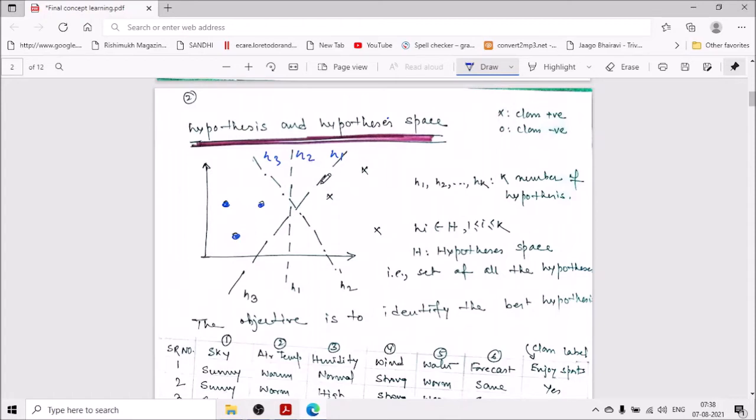So for the training data set, we may identify more than one hypothesis, more than one general function. Here H1, H2 to Hk, k number of hypotheses are there, and Hi belongs to capital H, where i varies from 1 to k. This capital H is nothing but the hypothesis space. So what is hypothesis space? The set of all the hypotheses is called the hypothesis space. In this lecture, our main objective is to identify the best hypothesis.